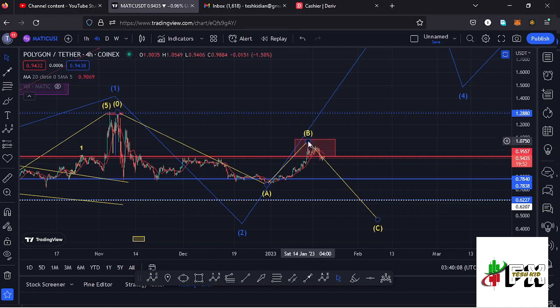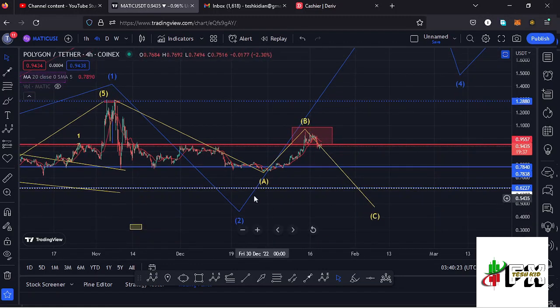And there are chances that after losing the key area of support at around the $0.95 mark, and also losing the 20-day MA, the lower prices that we are seeing at the moment could be the start of the formation of this wave C to give us one more new low in the formation of that wave C to the lower side.